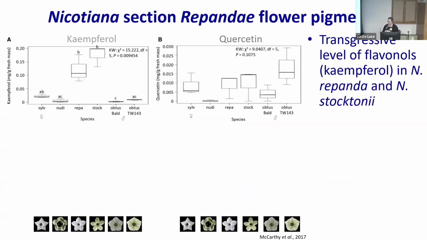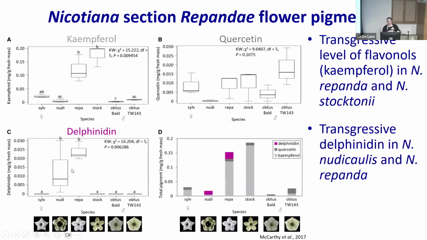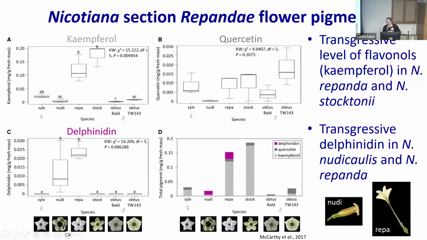So we have that transgressive delphinidin, which is here. We also have transgressive levels of kaempferol in 2 of our species, repanda and stocktonii, compared to our parents. And if I didn't convince you before, even though these look white, we do have that delphinidin in the tubes of these 2 flowers.